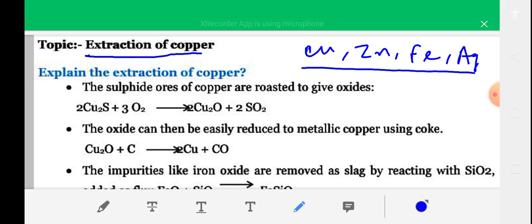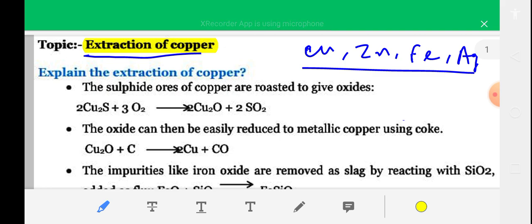Okay, and I have told different methods. I have discussed in the previous live class how many methods of refining of a metal there are. Okay, so in this video today I'll discuss how to extract different metals like copper, zinc, silver, Fe separately. Okay, so first, extraction of copper.